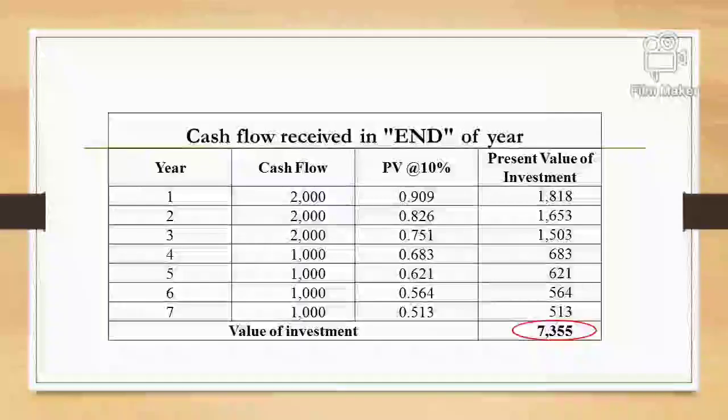So if company is paying in the beginning of the year, the actual worth of this investment which we can pay is 8,091, and if company is paying at the end of the year, then the worth of this investment is 7,355. So this is the calculation of annuity due, if it is beginning of the period, how to deal with it and how to find out the value of the investment.